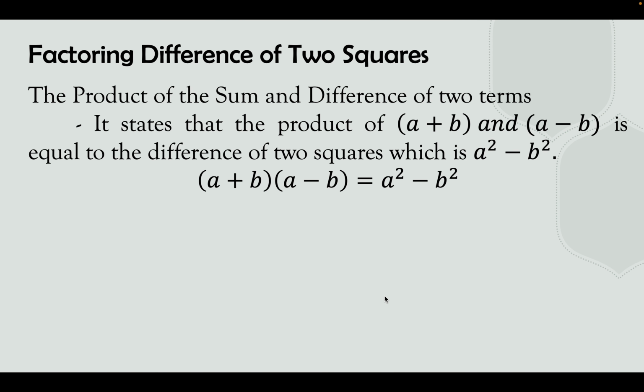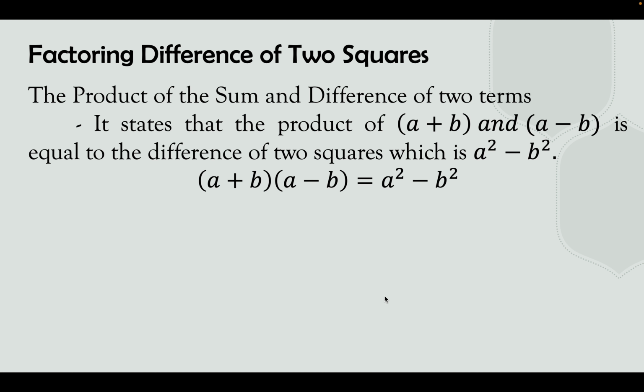Now, the product of sum and difference of two terms states that the product of a plus b and a minus b is equal to the difference of two squares, which is a squared minus b squared. So we have here a plus b times a minus b. We will come up with the product of a squared minus b squared.